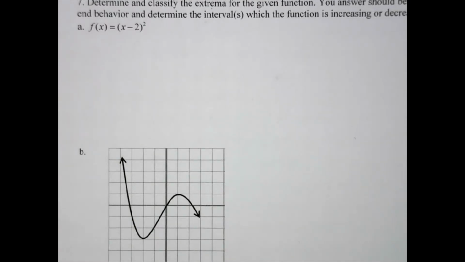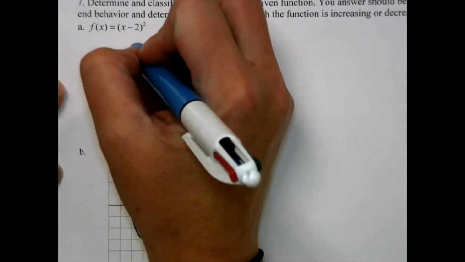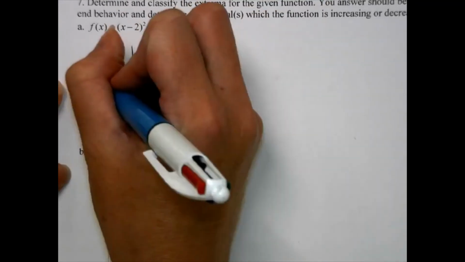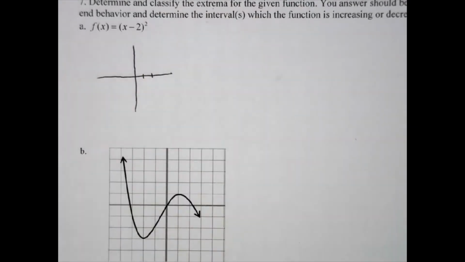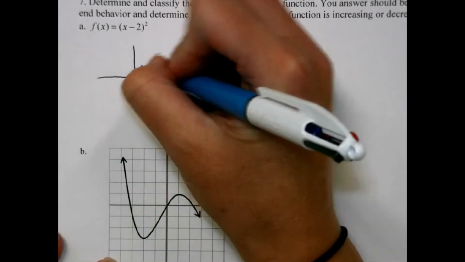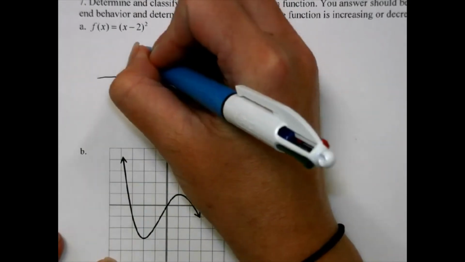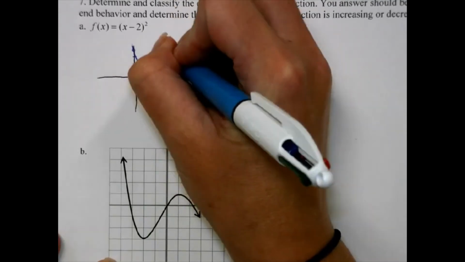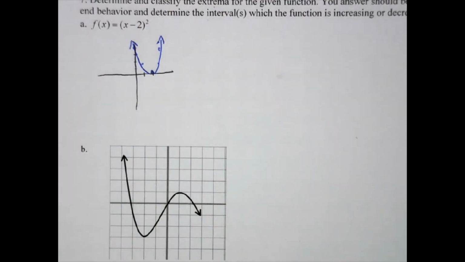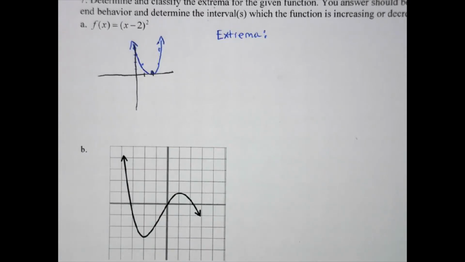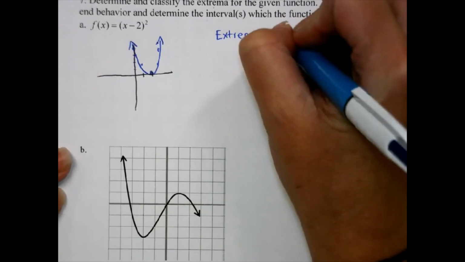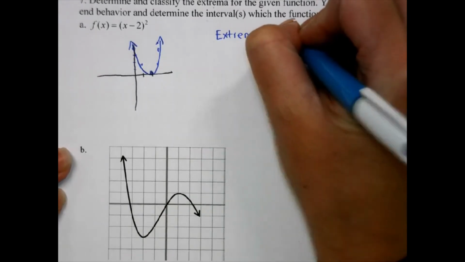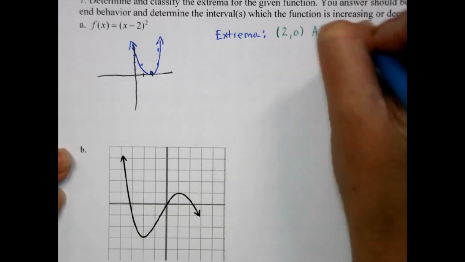So this first one, you need to know how to graph it without a calculator. So this is a parabola moved to the right 2. First up is the extrema. There is a 2, 0 that is an absolute maximum. And you can abbreviate like that.